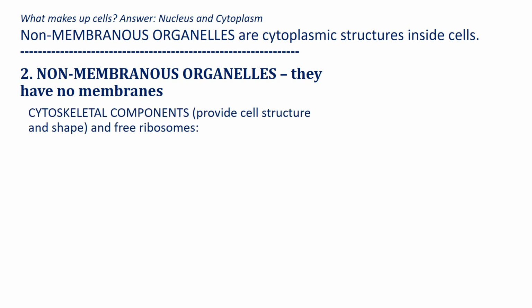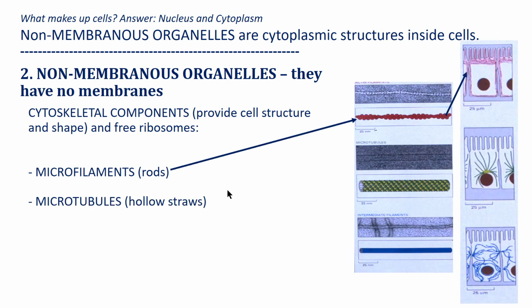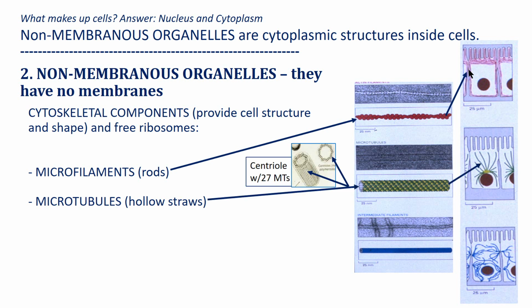They have no membranes. These are used as cytoskeletal components, the structural things that are responsible for the shape, as well as free ribosomes that we see. So microfilaments is one of those cytoskeletal components, and it's a rod. And here we can see the rod shape, and that surrounds the cell membrane. So it's all around the cell membrane. It projects up here to amplify the cell membrane.